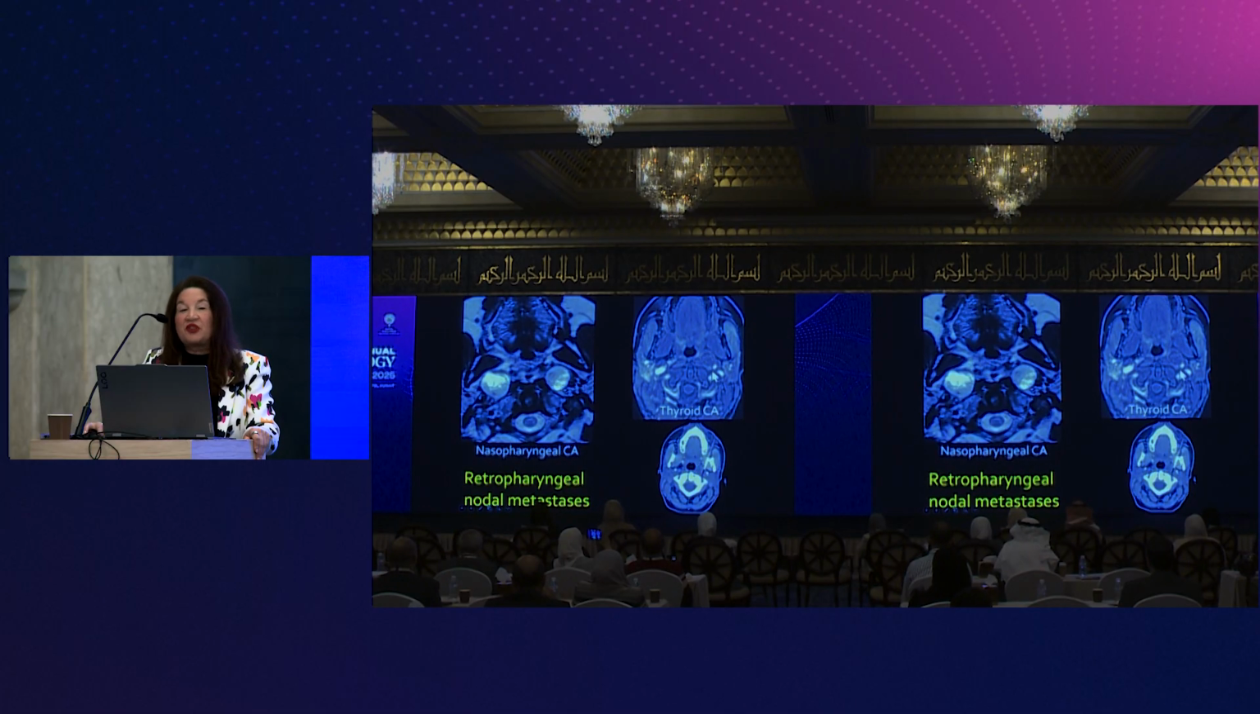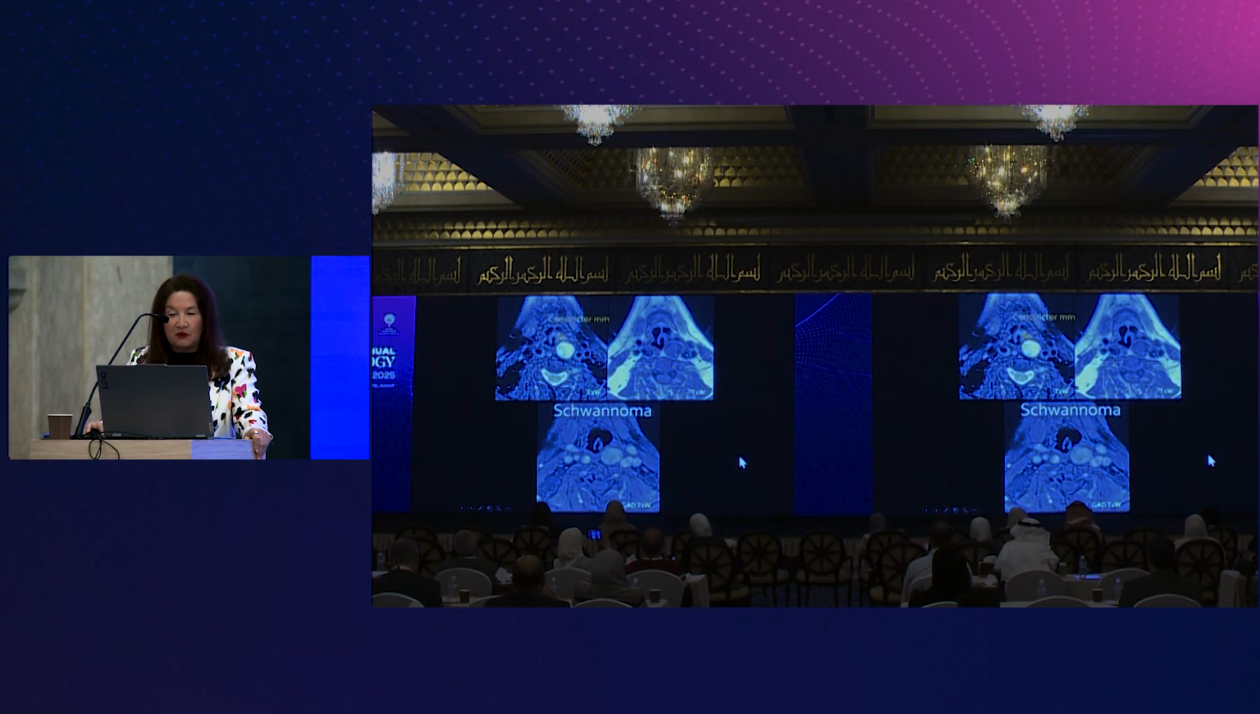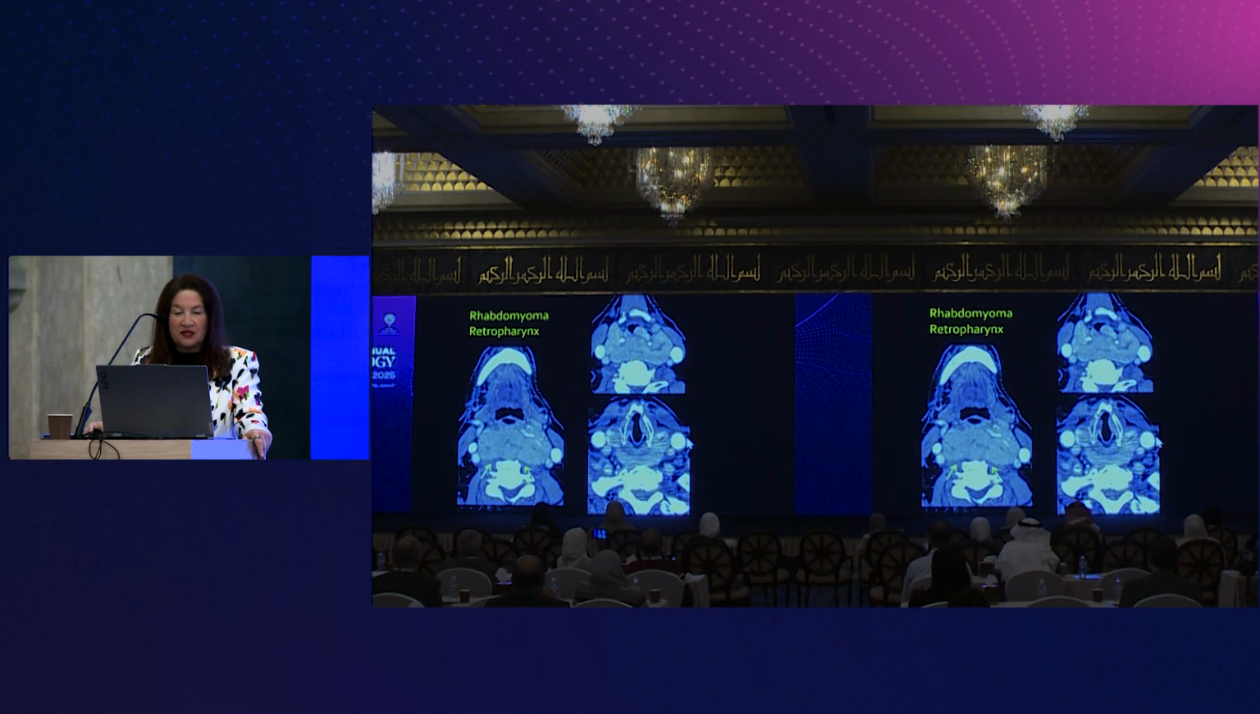This is a patient with thyroid carcinoma, metastatic retropharyngeal node that was biopsied and taken out robotically. This is a typical schwannoma, a circumscribed mass that you'll see here and solidly enhancing, again, behind the constrictor muscle, which is elevated in front of the prevertebral muscle and medial to the carotid artery. Nice there. And this is a rhabdomyoma of the retropharynx.